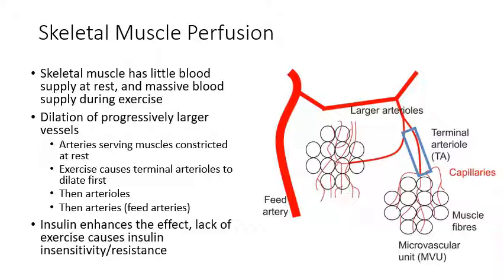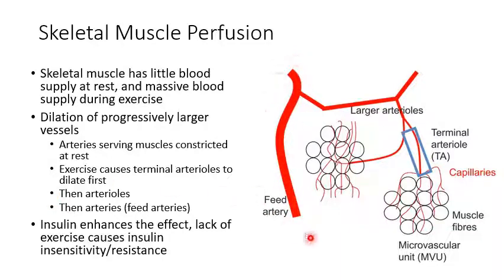When the blood supply for skeletal muscle is increasing, you have first the smallest arterioles dilating, then the bigger ones, then the biggest ones, then the actual arteries that serve that muscle dilating. When the muscle is at rest, all of those vessels are constricting to reduce the blood flow to the muscle. And you have some special names for the arteries and arterioles serving muscle.